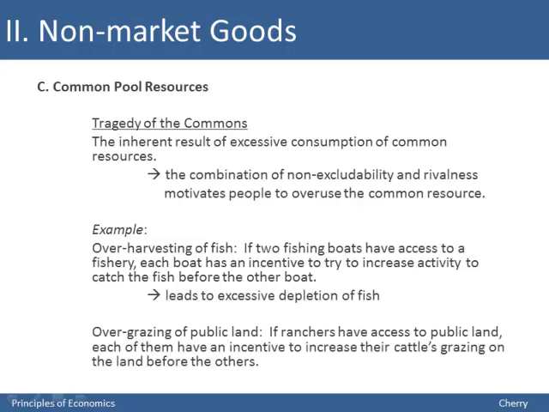Another example is overgrazing in public land. So ranchers have access to public lands out west. And each of them have an incentive to use up that land before the other rancher allows their cattle on the land. So everyone's trying to use it up before someone else can get to it. And that's going to lead to overuse of the resource and a destruction of the public lands.